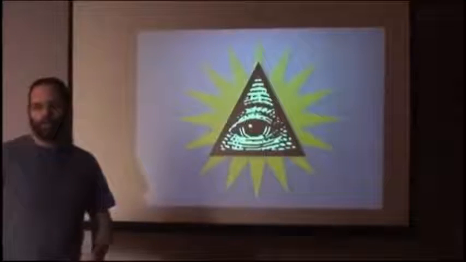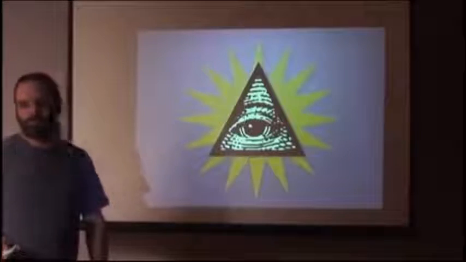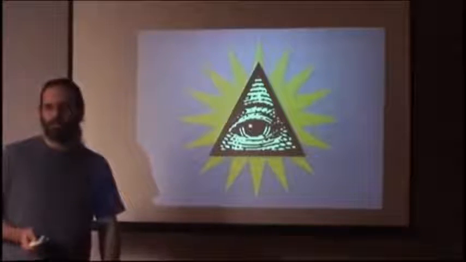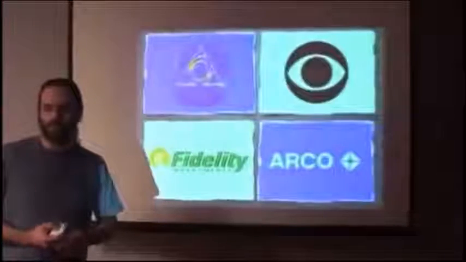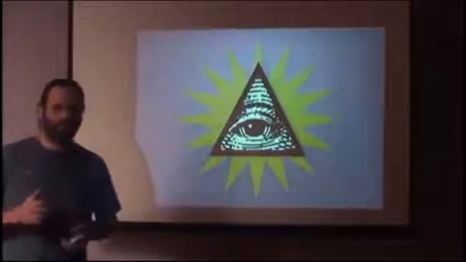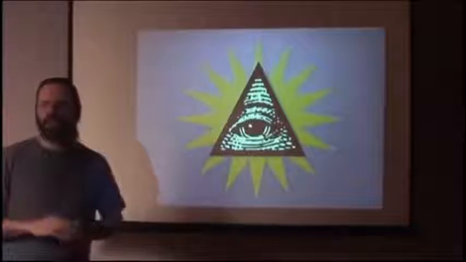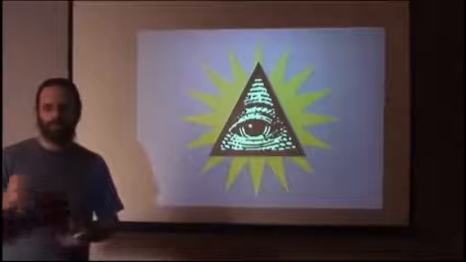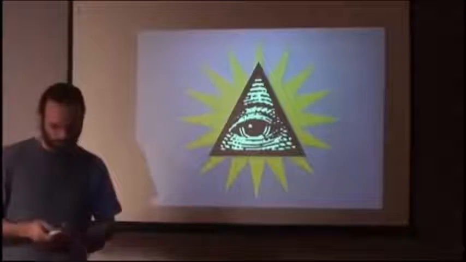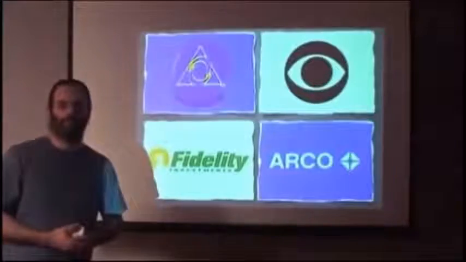The triangle and all-seeing eye, or pyramid and all-seeing eye. So this is a symbol of intelligence. This is a symbol of higher consciousness. This is the symbol of awareness. And here's how it is being used.